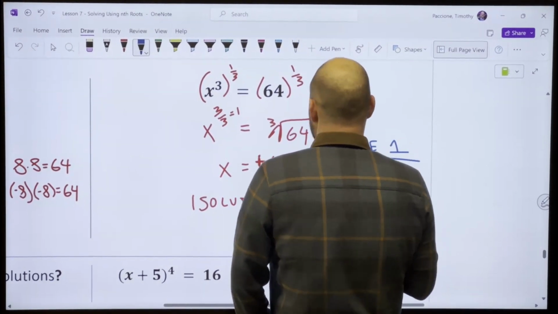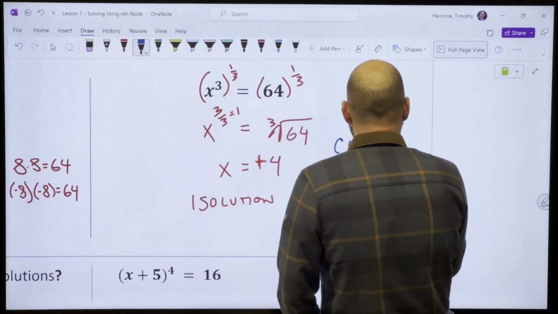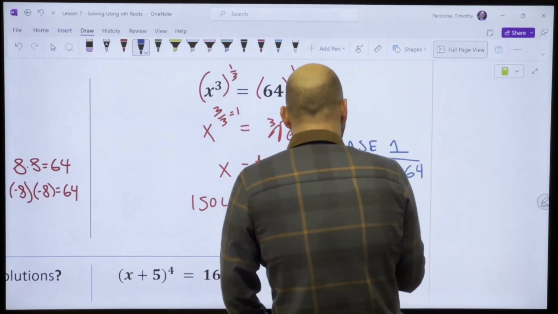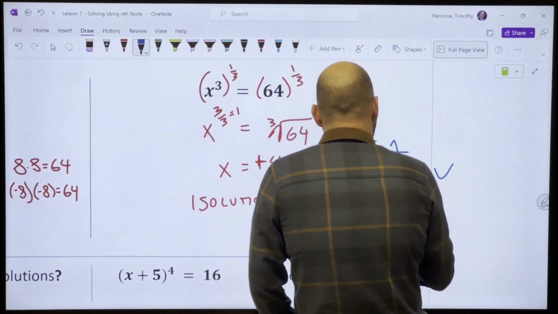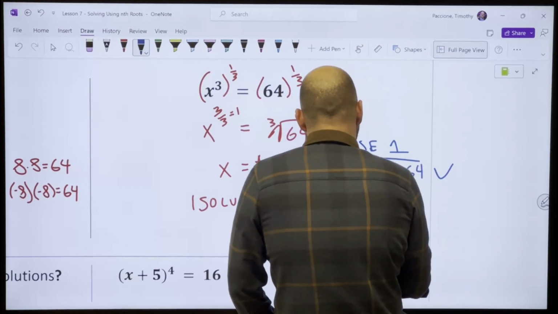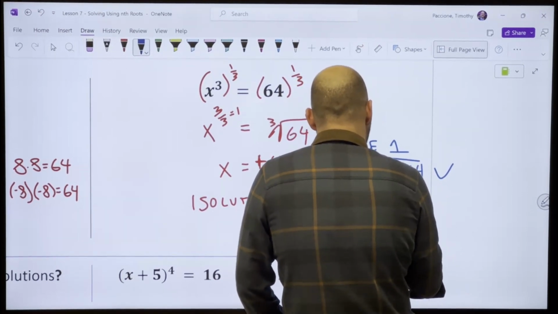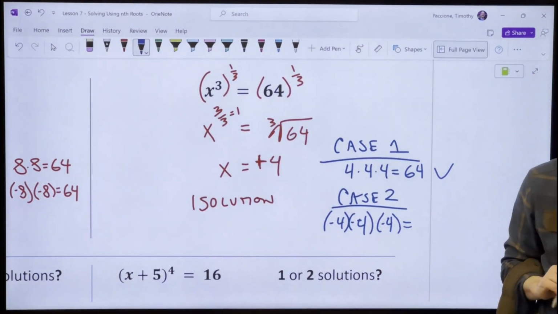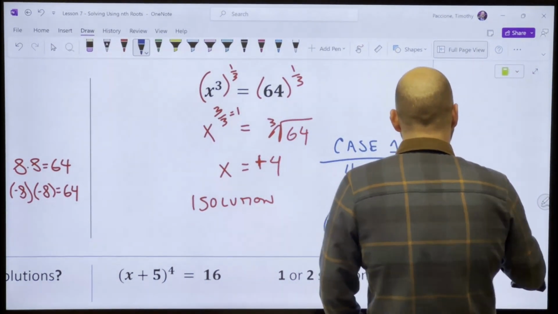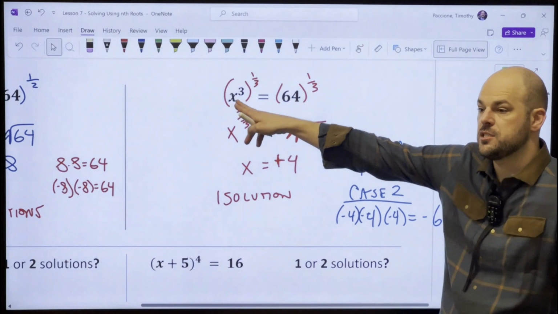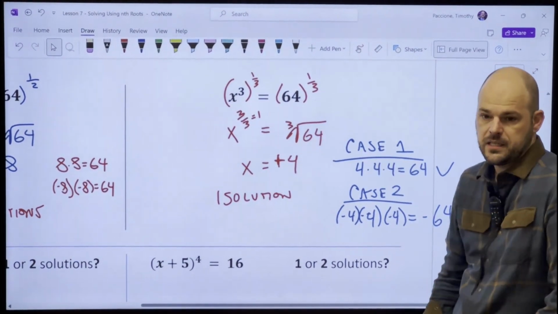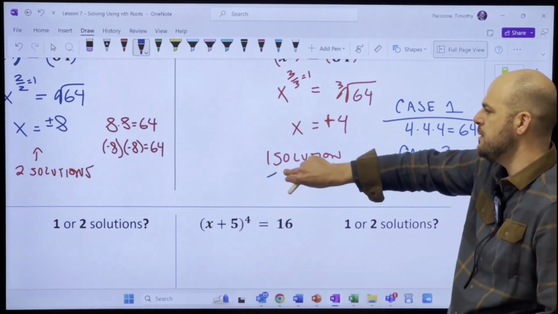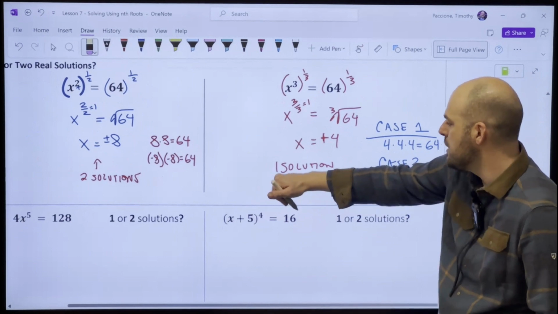Yep. So case 1 would be 4 times 4 times 4, which sure is 64, so that checks. And case 2 is negative 4 times negative 4 times negative 4. Negative times a negative is a positive times another negative is a negative. That does not check, okay? And we wanted a value that makes this true. If I put in negative 4 here, I would not get 64. So it's not true. Now, what have we learned? What can we take away so we don't have to do this every single time?